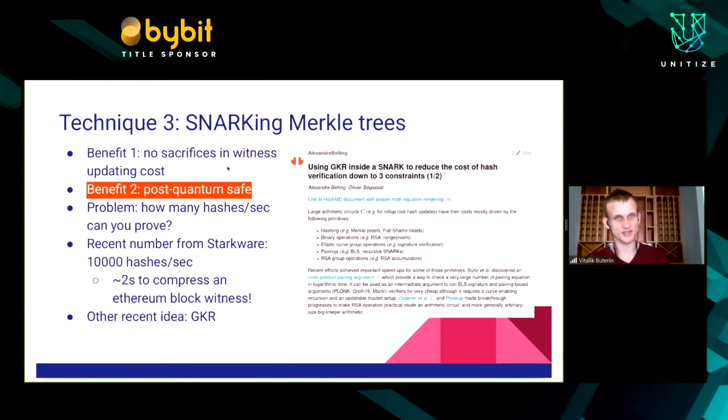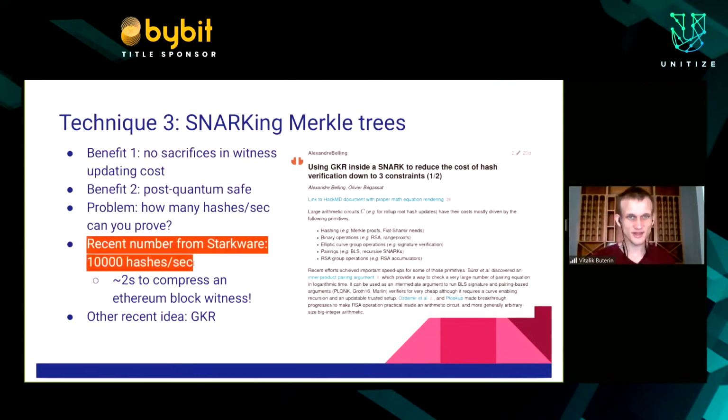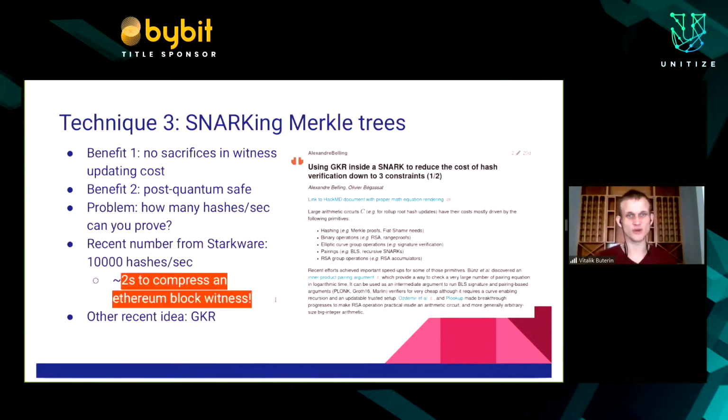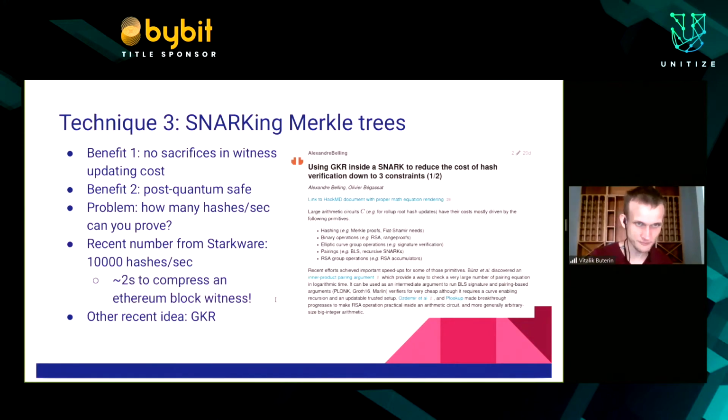Another benefit is that it's quantum safe. There are recent numbers from Starkware with their new special purpose hash function. They can prove 10,000 hashes per second, which would be about 2 seconds to compress an Ethereum block witness. So actually quite within the range of viability. That's on, I believe, a fairly powerful laptop, by the way. So very well within the range of consumer hardware. 2 seconds to generate a proof. So seemingly viable, right?